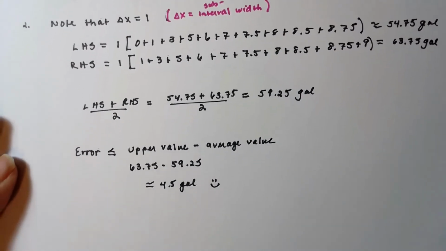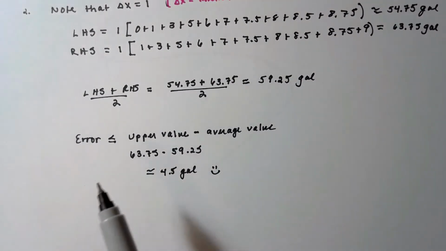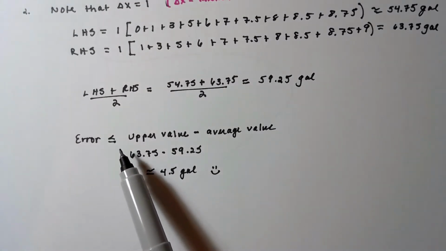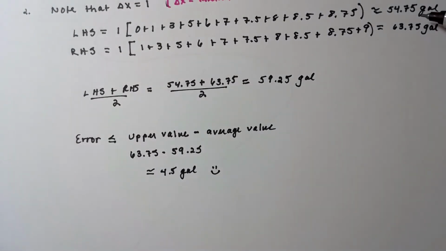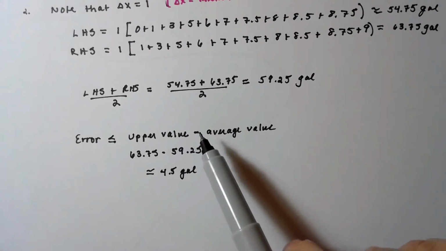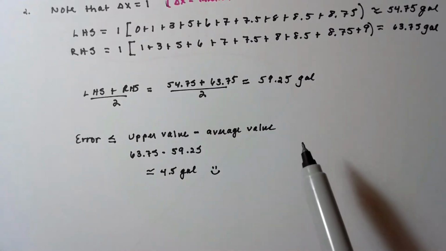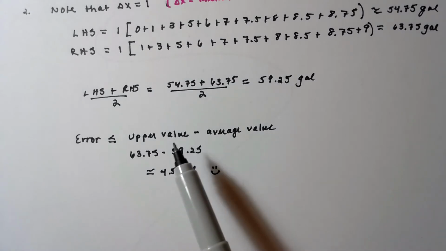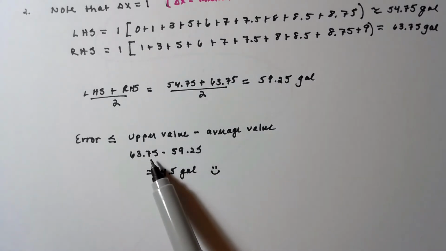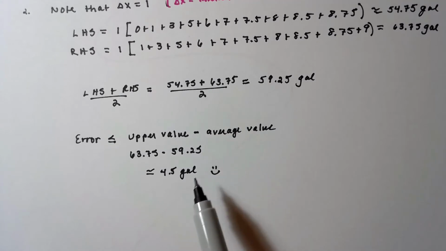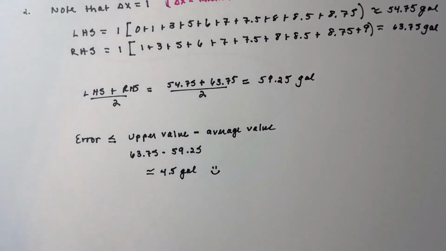And anytime you're dealing with this simple type of error, just always remember that error has to be less than or equal to the most extreme value you come up with, so the highest value, minus the average value that you found. Okay, so all I did was take this extreme value of 63.75 and subtract my average value from it. I got about 4.5 gallons. So you know, it's within 4.5. The area is going to be within 4.5 gallons.